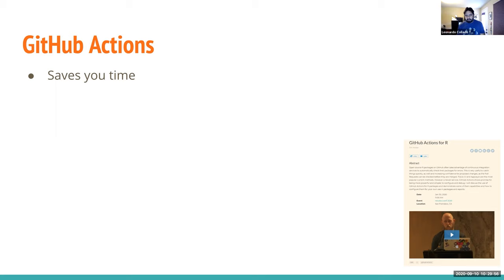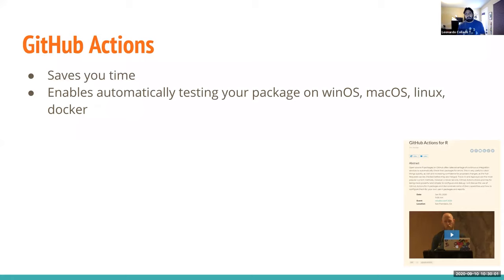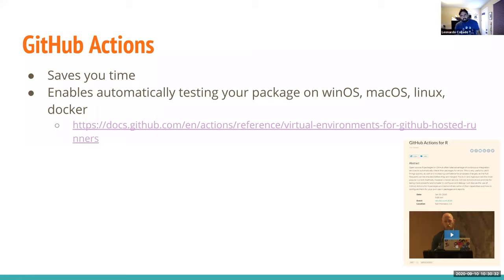Because you can run it on your computer, and that's how people used to do it. That's how I actually did it. But maybe you're only working on a Mac computer, right? And you don't have access to Windows or a Linux computer. Through GitHub Actions, you can actually test your package on Windows, Mac, and Linux, and you can even start using something called Docker, which is a way of sharing specific configurations of Linux with specific software installed. All of this is a good reason for using GitHub Actions.